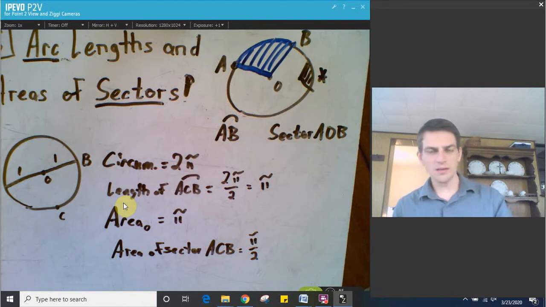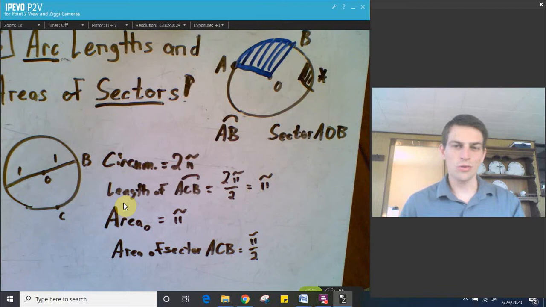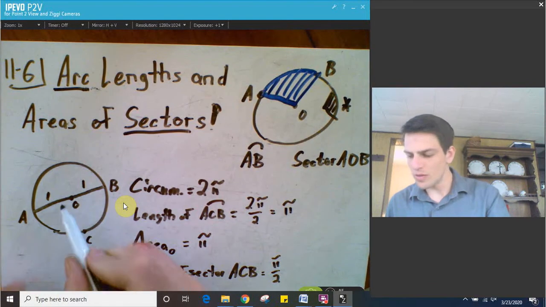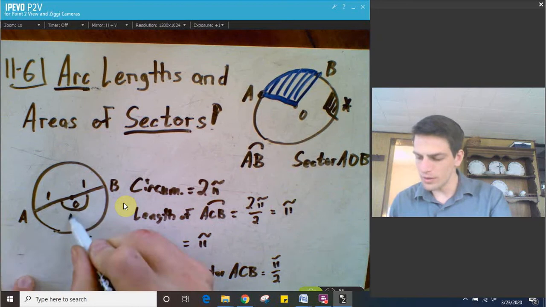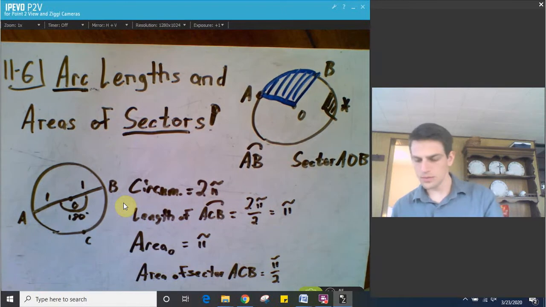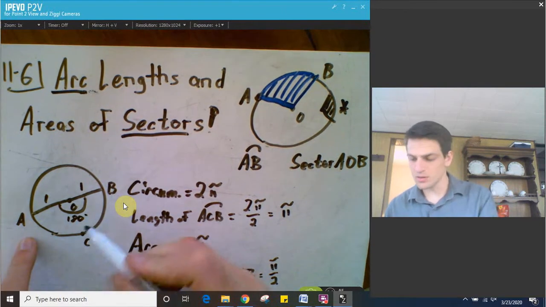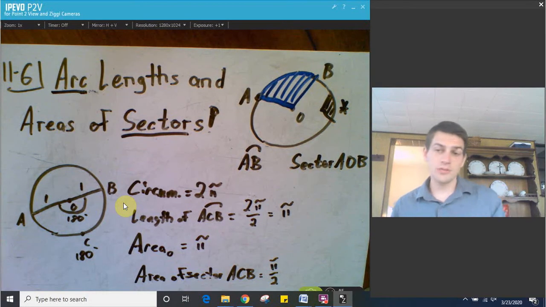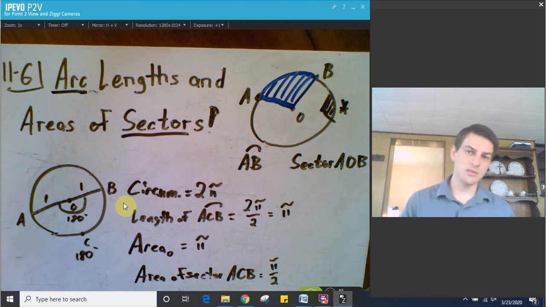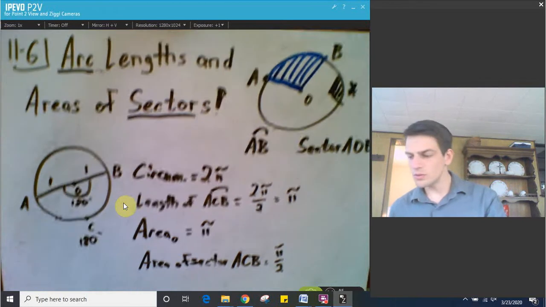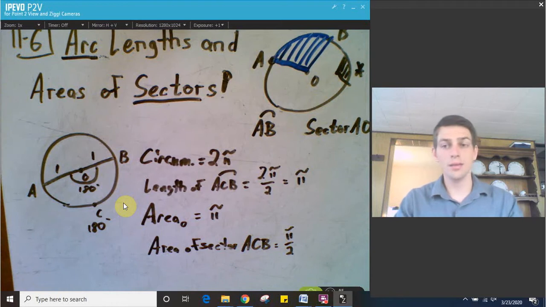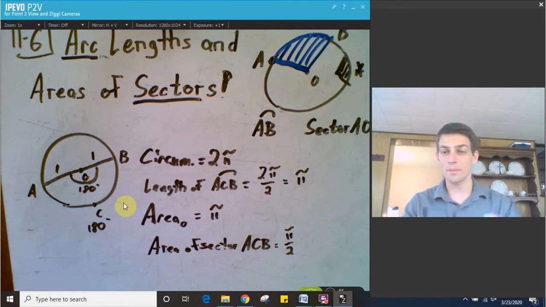So let's think in terms of arc measures and angle measures here for a moment. If this is a diameter here, the measure of angle AOB is going to be 180 degrees, right? And so this arc ACB is also going to be 180 degrees. Now, how many degrees are there in a circle? There are 360 degrees in a circle. So what we could do is talk about arc length and sector area in terms of a proportion or a fraction of the whole circle.